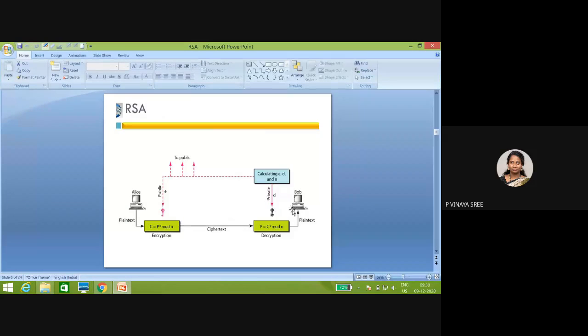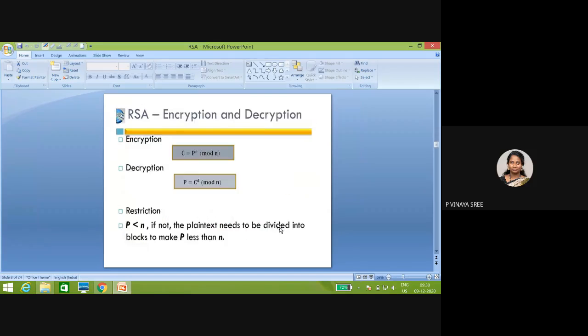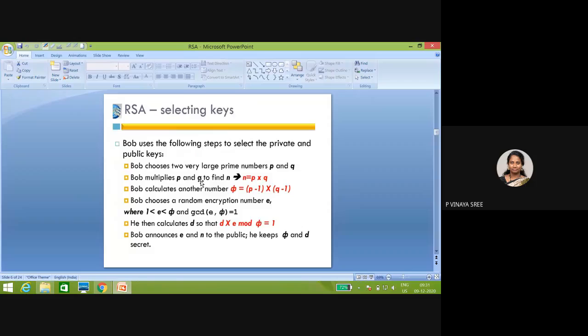That ciphertext will be shared with Bob, and what will Bob do? Here it is marked wrong, it is C to the power d. See here, this is C to the power d. So how will Bob decrypt that ciphertext to plain text? Using D. As we just discussed, E is a public key, D is a private key.